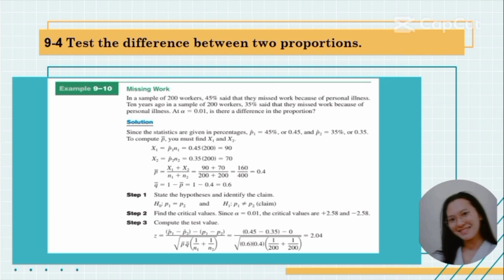So step 1, state the hypothesis and identify the claim. The alternative hypothesis: P sub 1 is not equal to P sub 2. Find the critical value. Since alpha is 0.01, the critical values are positive 2.58 and negative 2.58. Compute the test value. So the answer is 2.04.